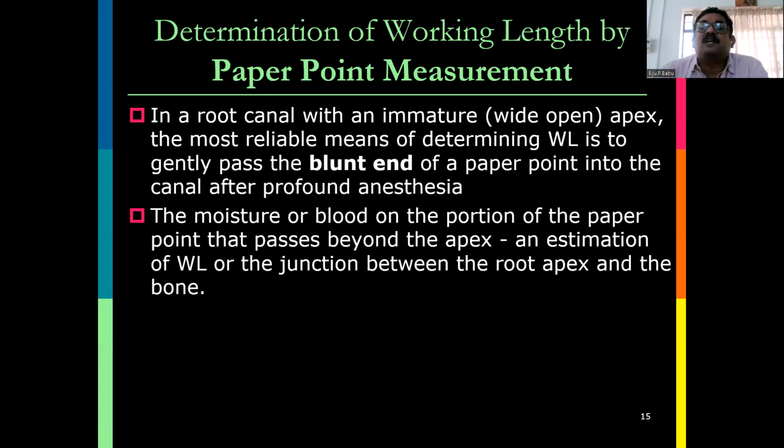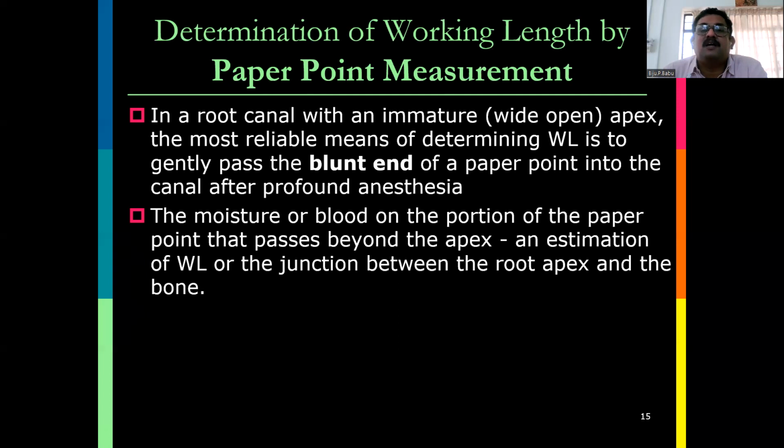Then determination of working length by paper point method. This is also not a very accurate method. In a root canal with an immature wide open apex, the most reliable means of determining working length is to pass a blunt end of a paper point into the canal after procuring anesthesia. When you place the paper point into the canal and remove it, you see a blood tint at the end of the paper point. So from the coronal reference to the area where the blood tint is, it is measured.